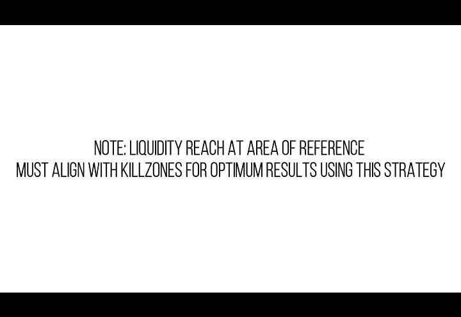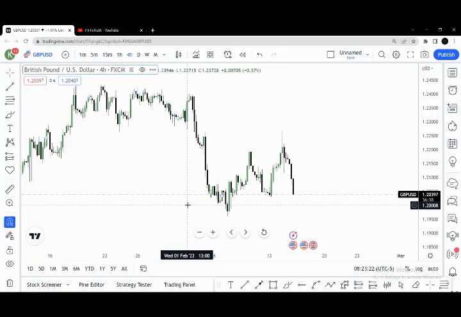Then you want to make sure that that area of reference actually aligns with a particular kill zone, be it the Asian kill zone, the London kill zone, the New York kill zone, the Sydney kill zone, or the Tokyo kill zone, depending on you as a trader and depending on the particular pair you're trading. For me, I like to wait for price to come within the London and the New York kill zone, either the pre-London or the London Open, or the pre-New York or New York Open. So this is what I actually like to do while trading with this particular strategy.